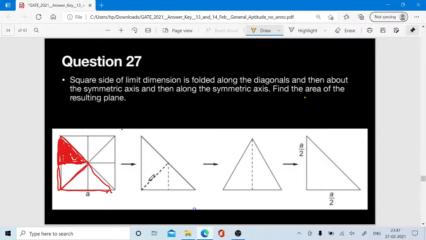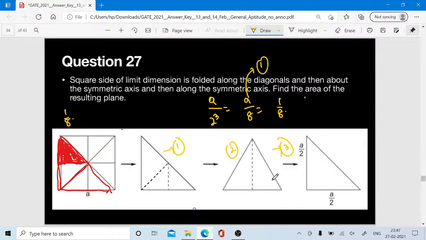So how many times have I done this successive division? Once, then twice here, then thrice here, right? So they have told it as a by 2, so a by 2 cube, which is going to be a by 8. So a is actually going to be 1. So the answer is 1 by 8.